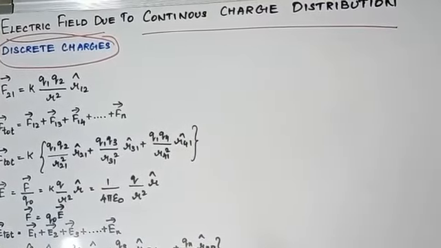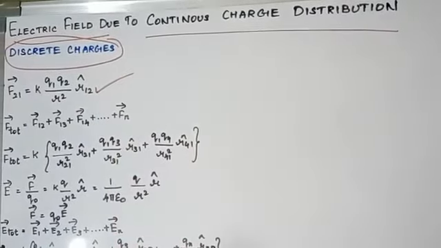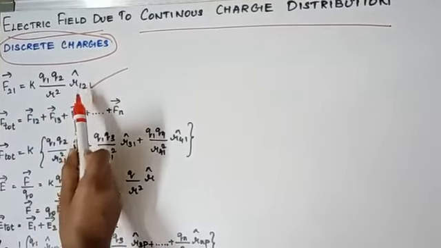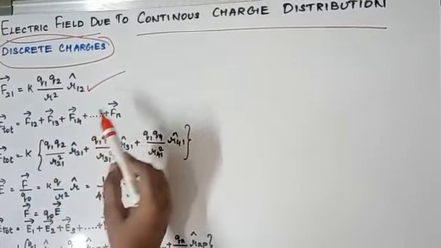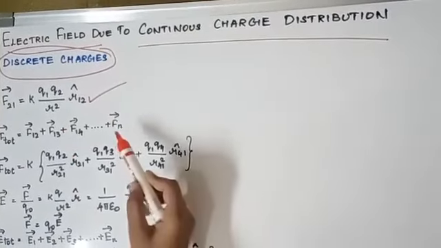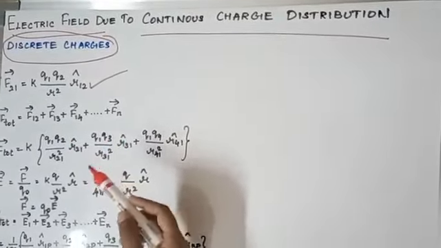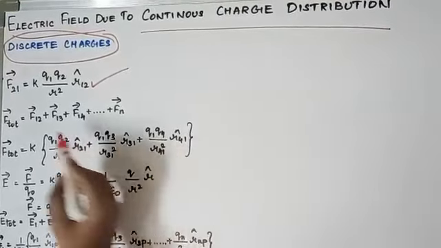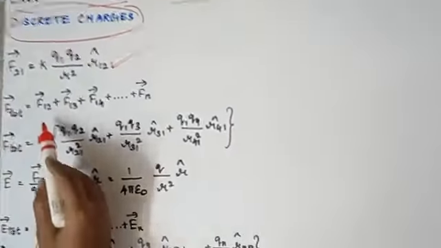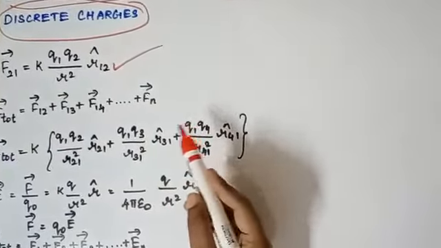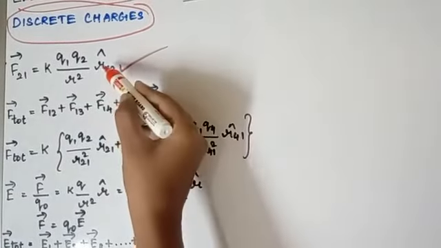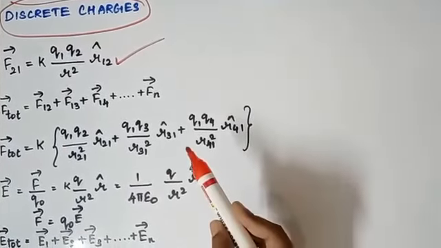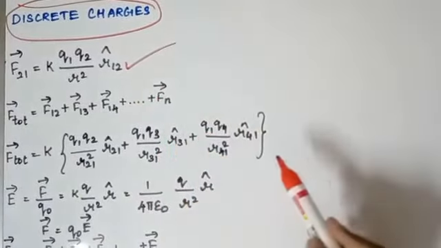In discrete charges, first we studied Coulomb's law, that is F21 vector is equal to K multiplied by Q1 Q2 upon R square R12 cap. This is the expression for the force between two charges. Next we learnt how to calculate the total force when we have more than two charges with the help of the superposition principle. Here we calculated the total force by adding the vector sum of all forces, and then we substituted the values of Coulomb's law and got such an expression.